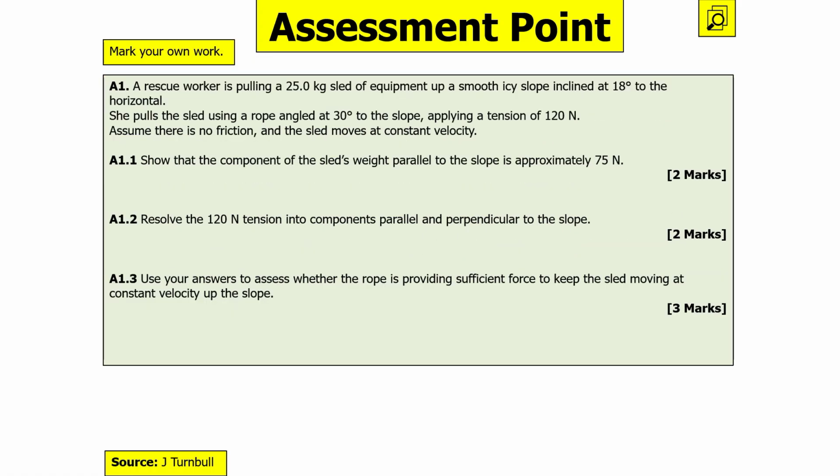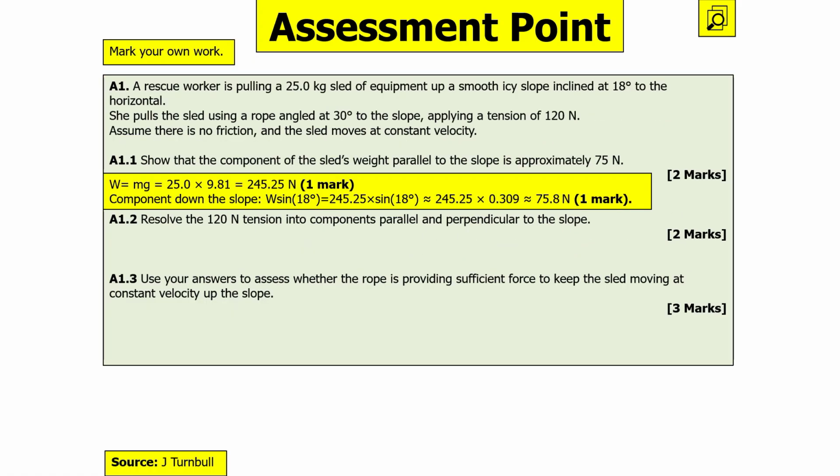Right, we know that the weight is equal to mass times gravity, so it's 25 times 9.81, which is 245.25 newtons. Now the component down the slope is W sine theta, where theta is the angle with the horizontal. So W sine 18 equals 245.25 times sine 18, which is 75.8 newtons.